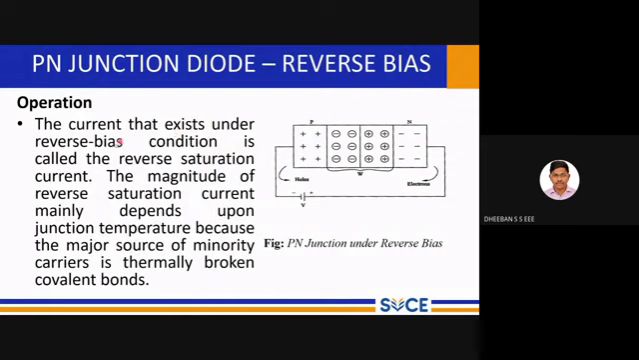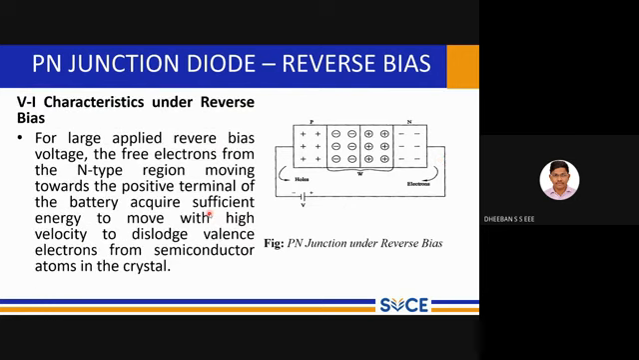So here, the current that exists under reverse bias condition is called reverse saturation current. The magnitude of this reverse saturation current depends upon the junction temperature. Junction temperature means this depletion layer they are saying. So now we'll be seeing the VI characteristics under reverse bias.